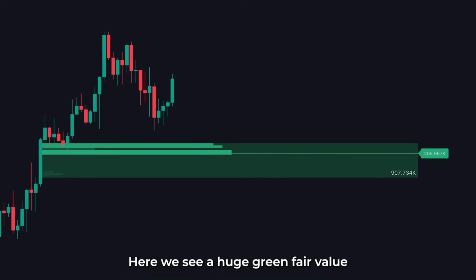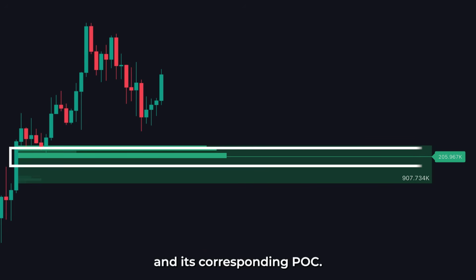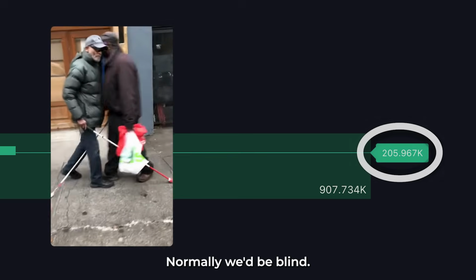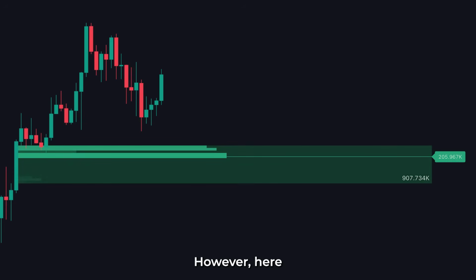Here, we see a huge green fair value gap and a volume profile within it. We see the highest bar and its corresponding POC. The POC shows the area of highest volume. Normally, we'd be blind. We'd look to set our buy order randomly within the fair value gap. However, here, we know our POC is the key level to look for.